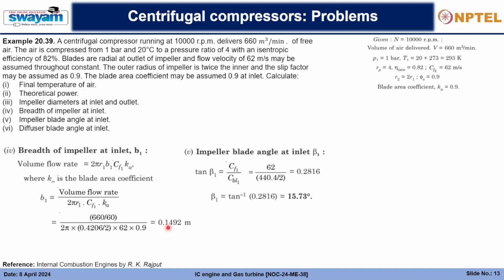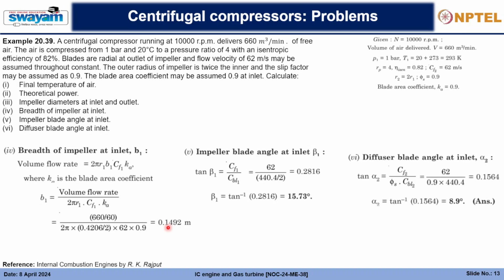So beta 1 equals 15.73 degree. That is the impeller blade angle at the inlet. Next, the diffuser blade angle at the inlet, alpha 2. That is given by tan alpha 2 equals CF2 divided by phi s into CBL2, and that will amount to alpha 2 equals 8.9 degree.